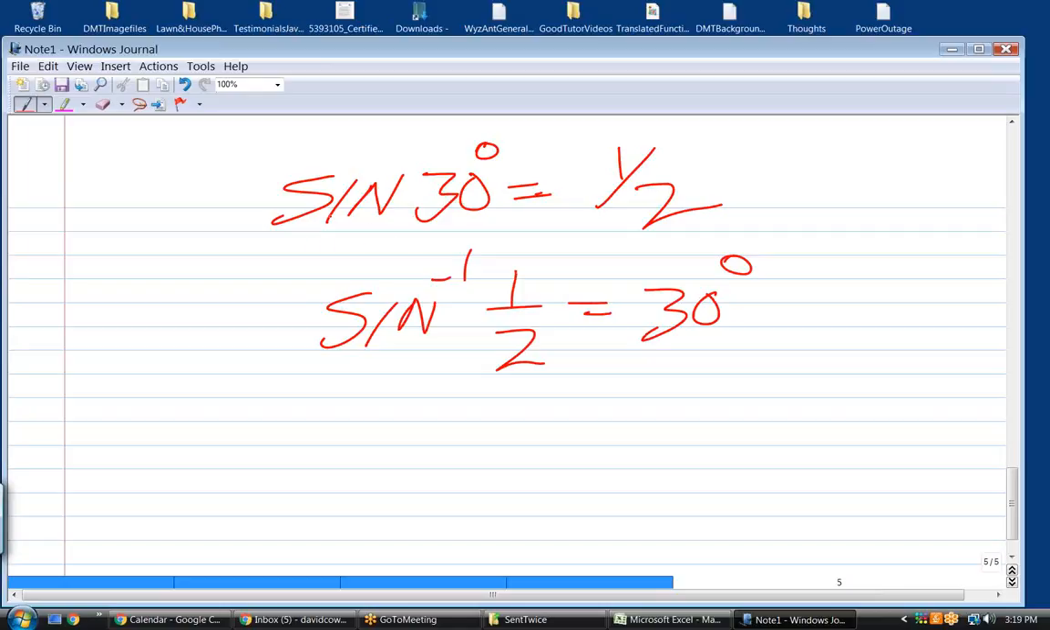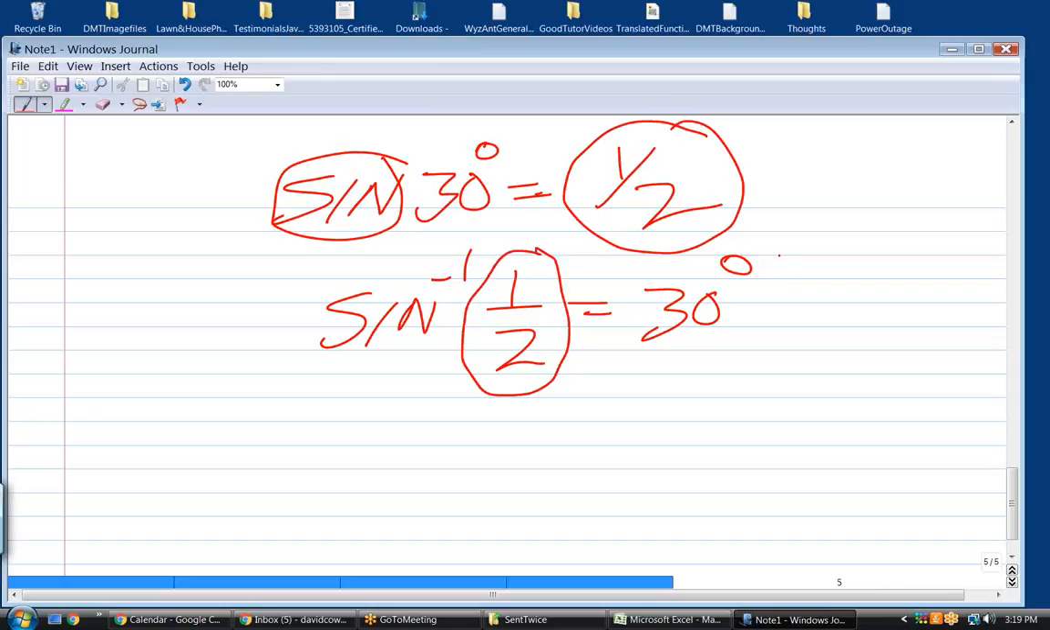So here's the key. We're always taking trig functions, whether it's sine, cosine, tangent, secant, of angles. And we're getting ratios. You always take inverse trig functions of the ratios in order to solve for the angles.